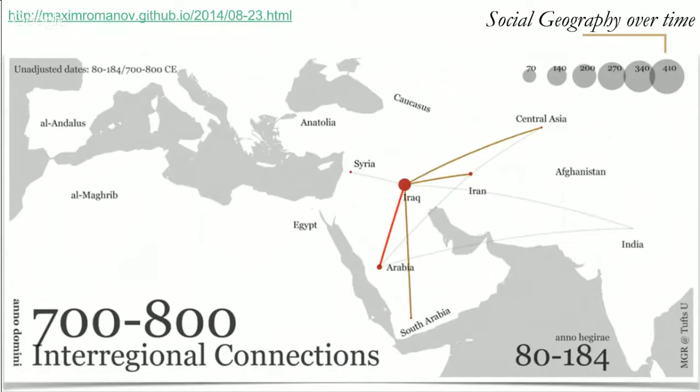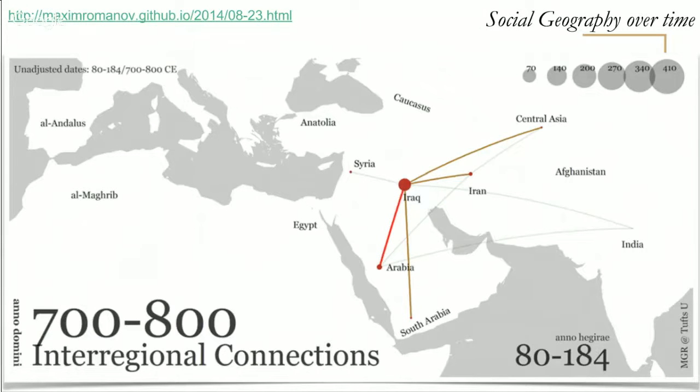So here, all the toponyms that belong to a particular region are combined together, and the network graph is simplified. But what we see here is that we have stronger connections between Arabia and Iraq, Arabia and South Arabia, Iraq and Iran, and Iraq and Central Asia.